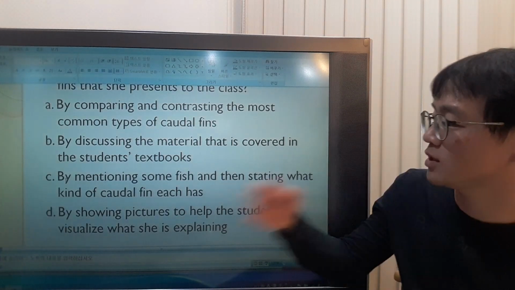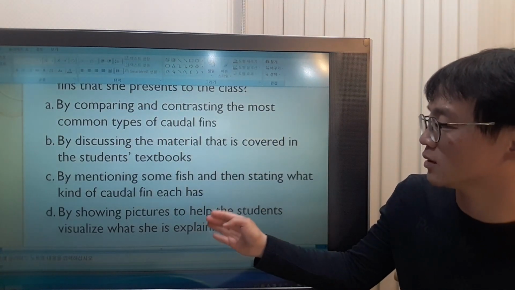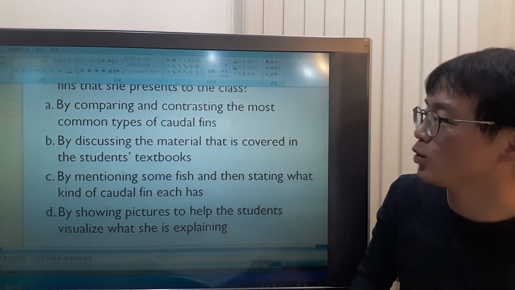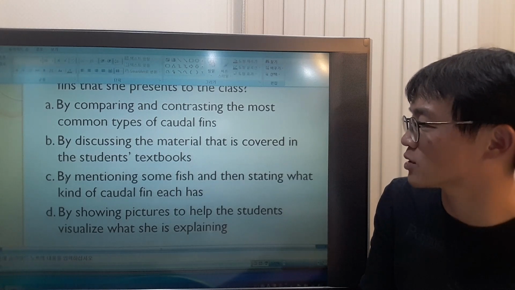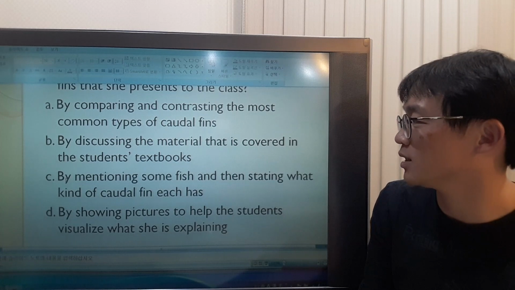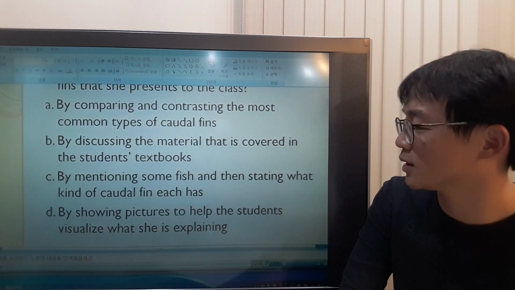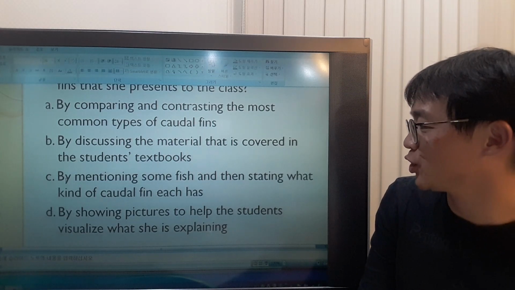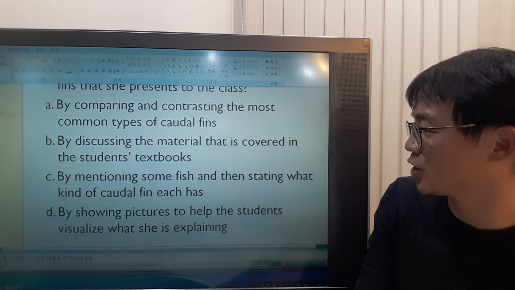So because D is the answer, everything else could not be the answer. She's showing the pictures, so everything else isn't the answer. Anyway, B, by discussing the material that is covered in the students' textbooks. You don't know if what she's saying is covered in the students' textbooks or not. Only by this passage.